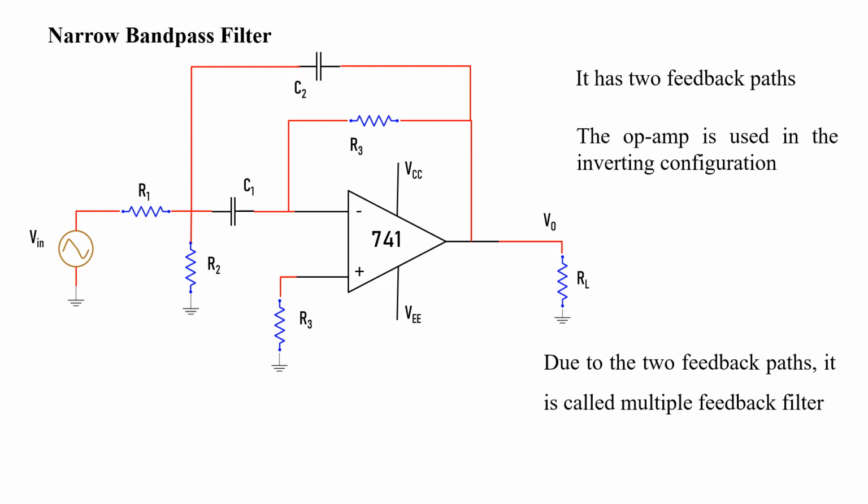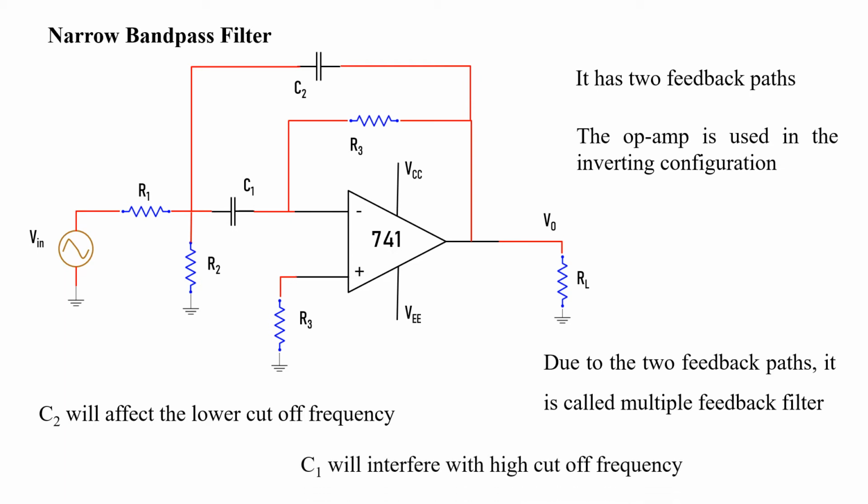And the lower and higher cutoff frequencies are as we have discussed in our previous video lecture. If you want to know in detail how the lower cutoff frequency or higher cutoff frequency has been obtained for this particular filter, please refer to the previous video of the single stage wide band pass filter. The same process is employed. The capacitance C2 will affect the lower cutoff frequency, and the capacitance C1 will affect the higher cutoff frequency. With this, we get the lower and higher cutoff frequencies, so that we get a narrow band pass filter.